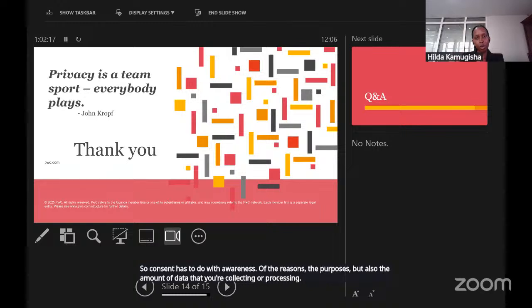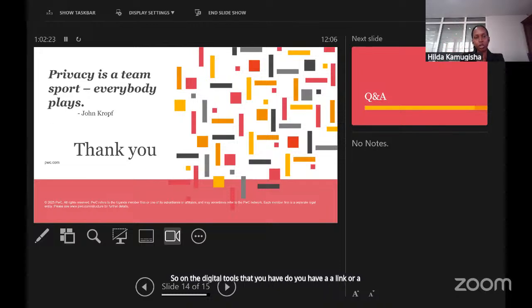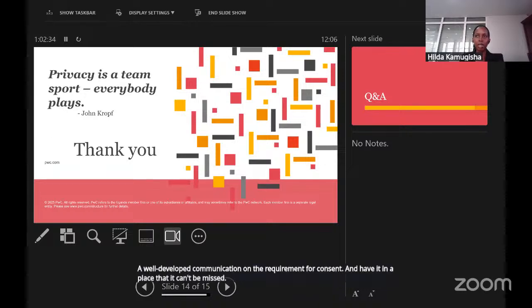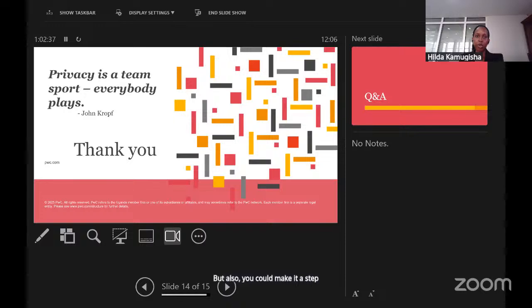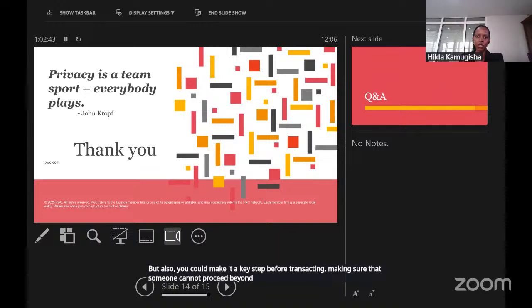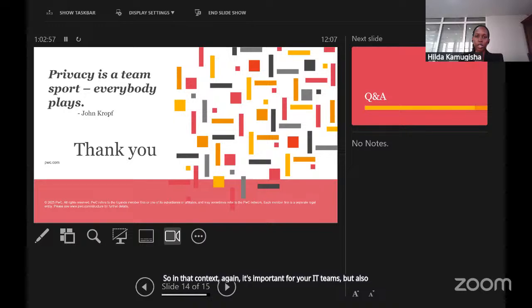So on the digital tools that you have, do you have a link or a page for data protection awareness, but also for seeking that consent? So have a well-developed communication on the requirement for consent and have it in a place that it can't be missed. But also you could make it a key step before transacting, making sure that someone cannot proceed beyond probably the landing page on your website or your app before they have signed on or read your terms around data protection and privacy.